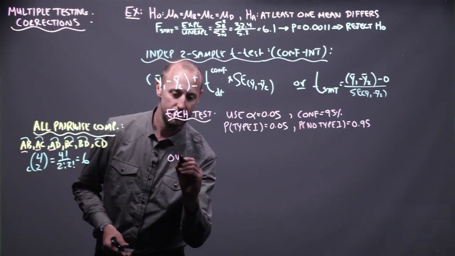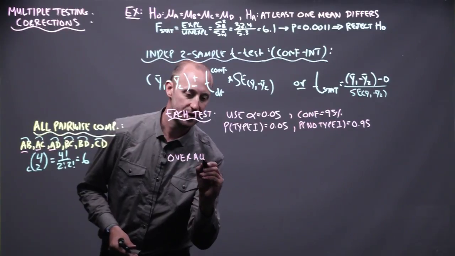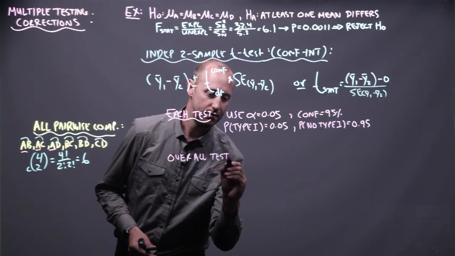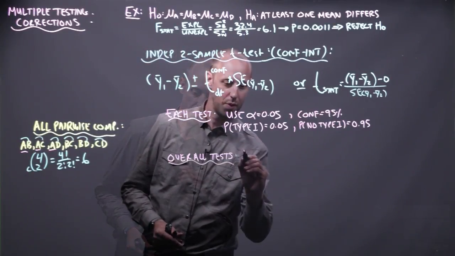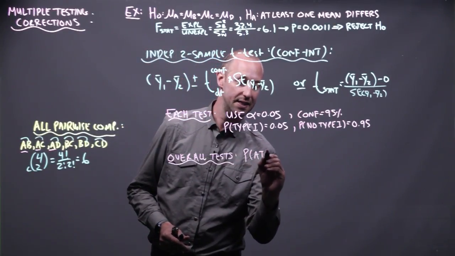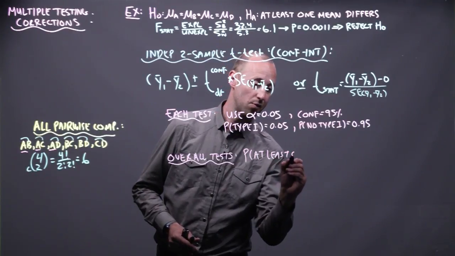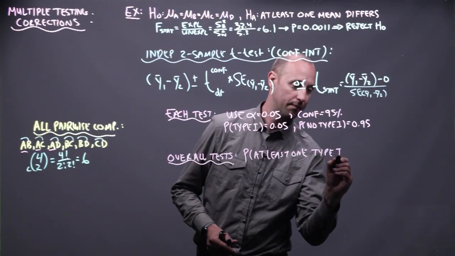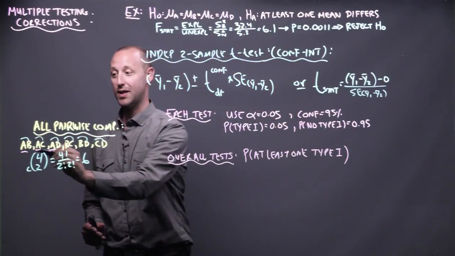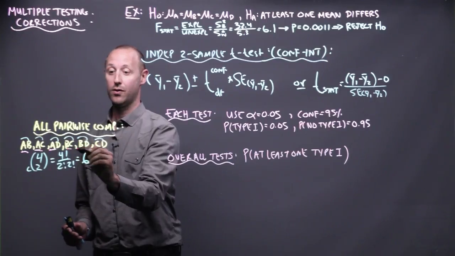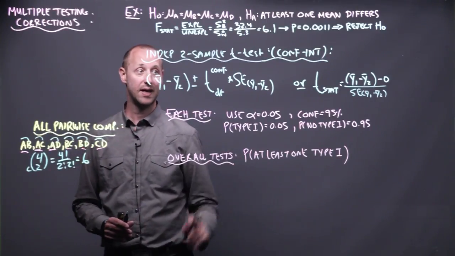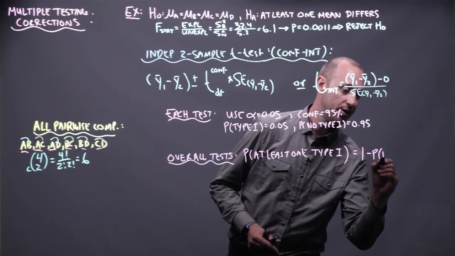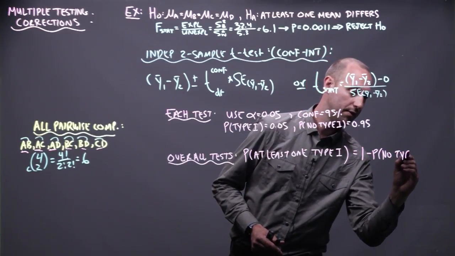Now if we think over all of the tests, or all the comparisons, the probability of making at least one type 1 error, the probability of making a type 1 error here or here or here or here or here or here, we can write as 1 minus the probability of making no type 1 errors.